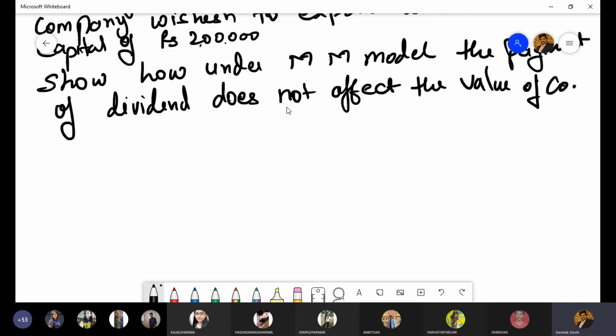In that case, first we will have to find out value per share at the end if dividend is declared and if dividend is not declared. So let us find out market price per share at the end.